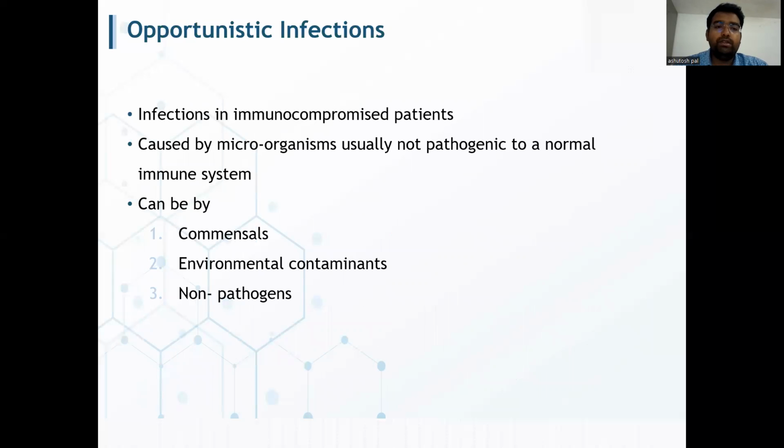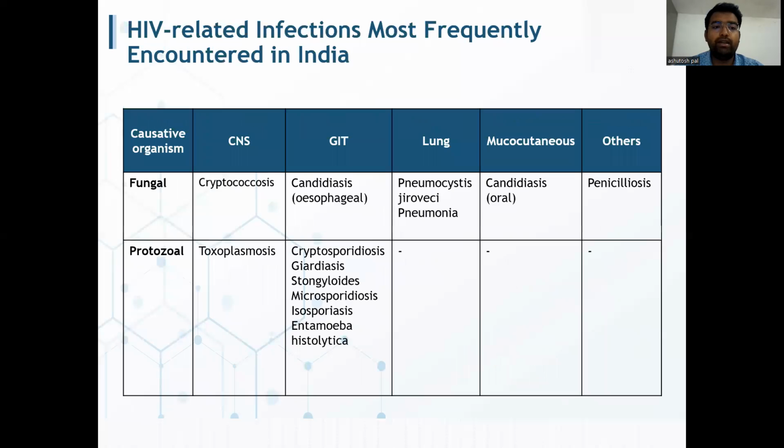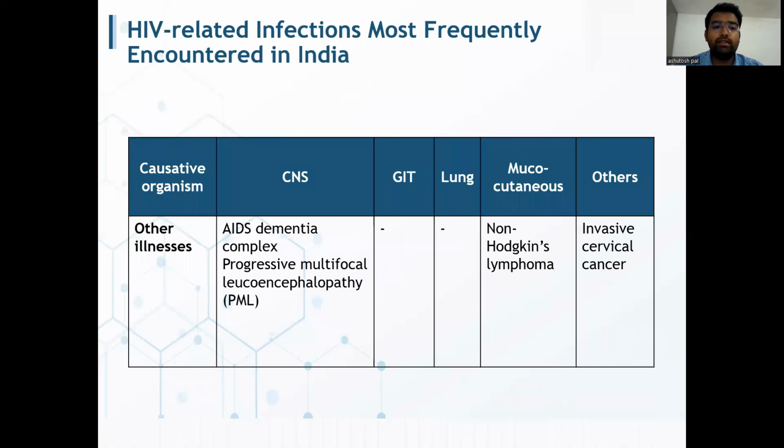Opportunistic infections. Infections in immune-compromised patients caused by microorganisms usually not pathogenic to a normal immune system. It can be due to commensals or environmental contaminants or even non-pathogens which do not cause illness. So, these are the HIV-related infections most frequently encountered in India, by causative organisms. They can be bacterial, viral, fungal, protozoal, and other illnesses.